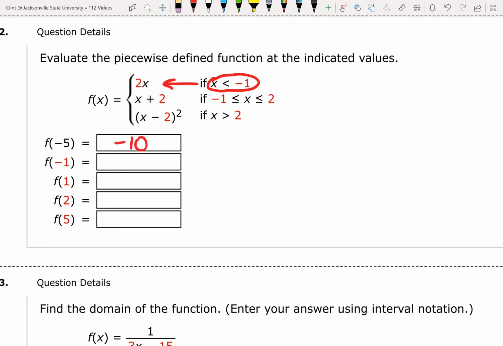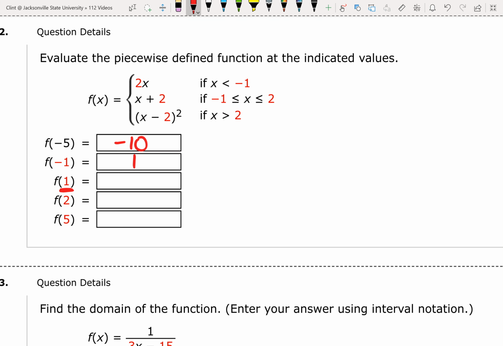Now we're looking at negative 1. The first one says we use it if x is less than negative 1. Okay, we're not less than negative 1, we're equal to negative 1. So this says or equal to negative 1, which means we're going to use this piece. So we'll do negative 1 plus 2, which is 1. Okay, x plus 2.